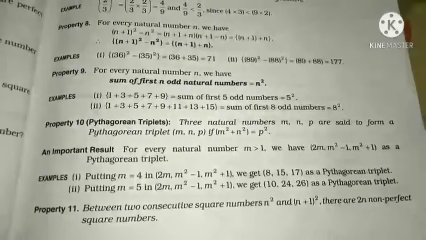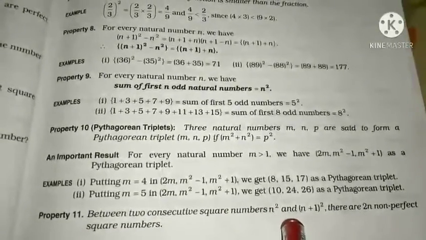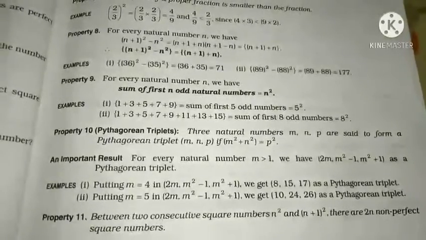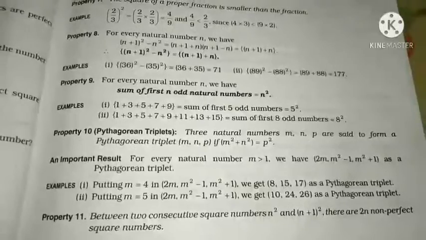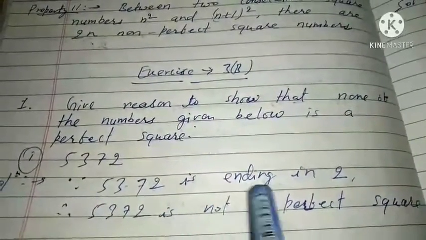Next property says that between two consecutive square numbers, n square and (n plus 1) whole square, there are 2n non-perfect square numbers. Now let's check out some questions from exercise 3b.